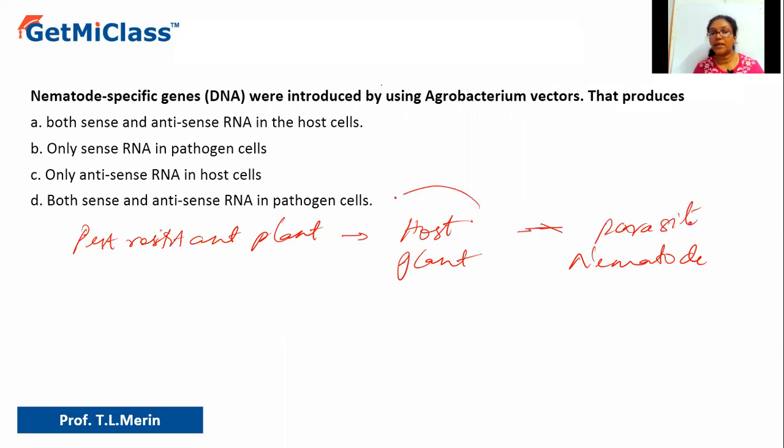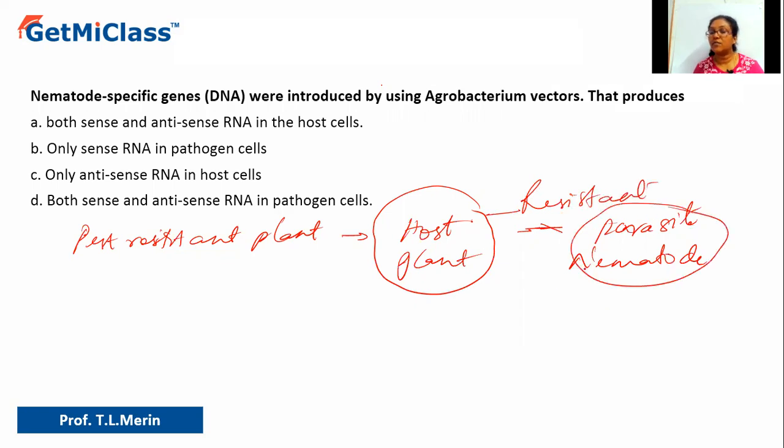Now we are going to make this plant, the host, resistant towards this parasite. But how does this parasite affect the host plant? By producing toxic proteins, which affect the yield of the plant. Now this toxic protein has to be stopped. We don't want the toxic protein to be produced.